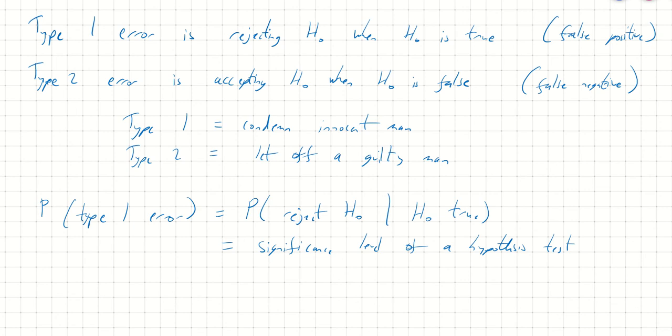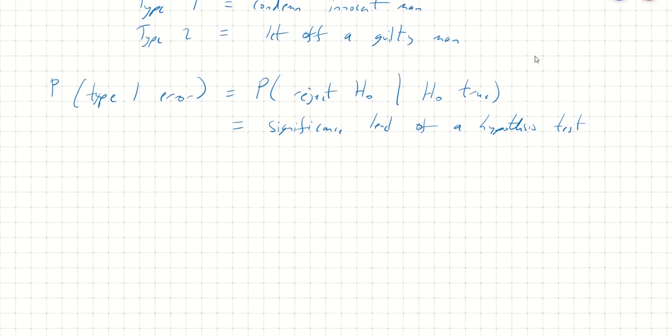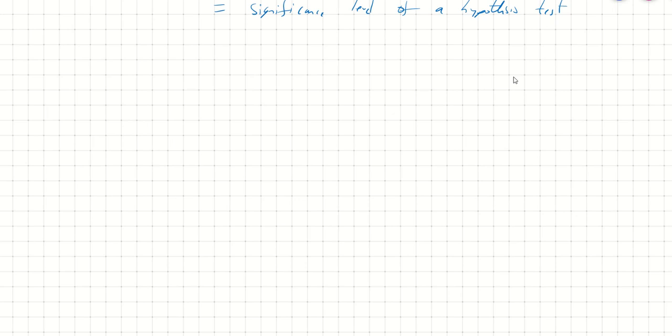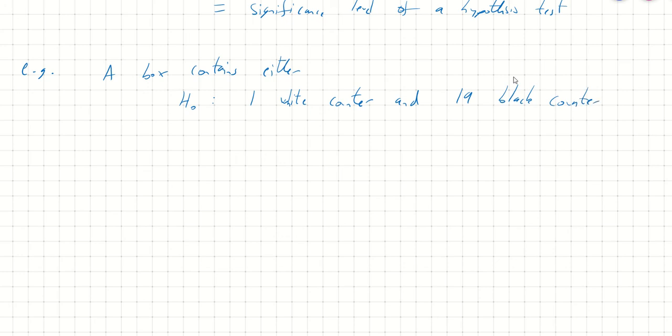Okay, so let's have an example of actually working out the probability of type 1 and type 2 errors. For example, a box contains either H0, one white counter and 19 black counters, or H1, 10 white counters and 10 black counters.